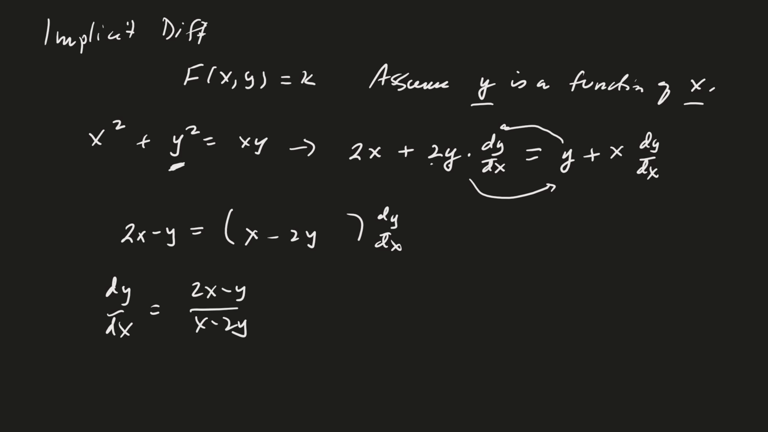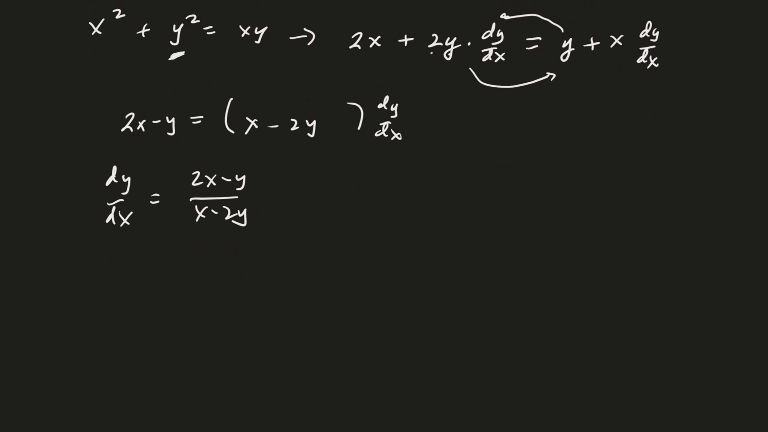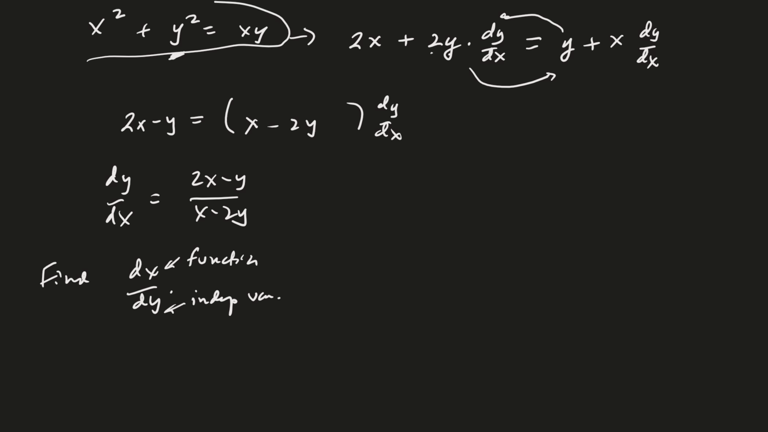Good. Now I just wanted to note that you could treat another variable as the function. So for example, suppose we want to find dx over dy. So this is assuming that x is your function now, and y is your independent variable. Okay, and so now in the same function, right, what would that be? Let's go ahead and differentiate it again down here.